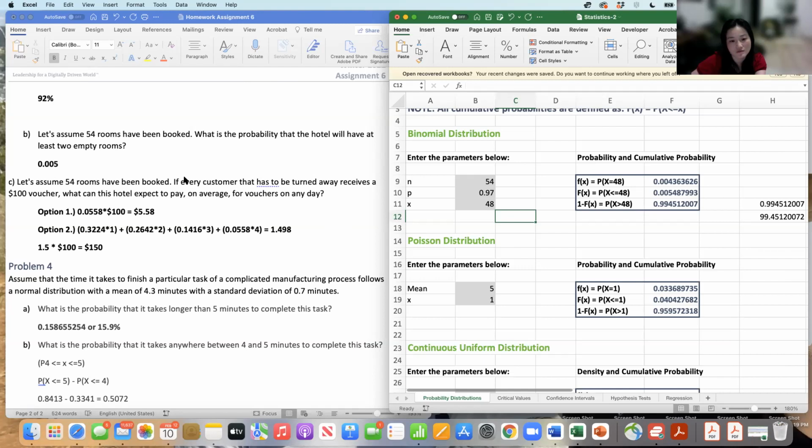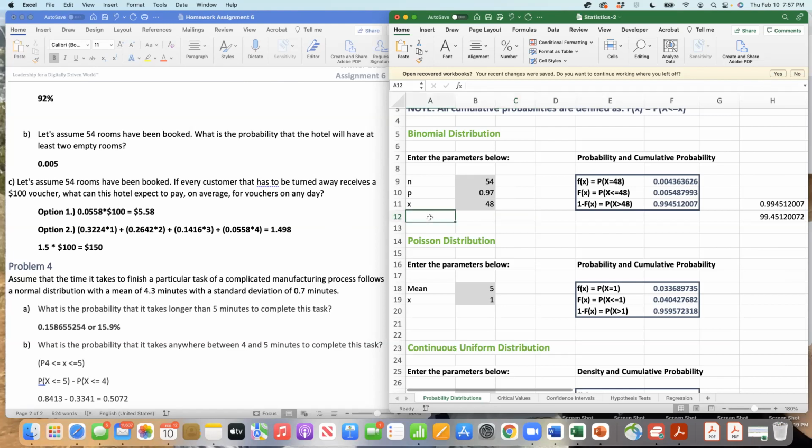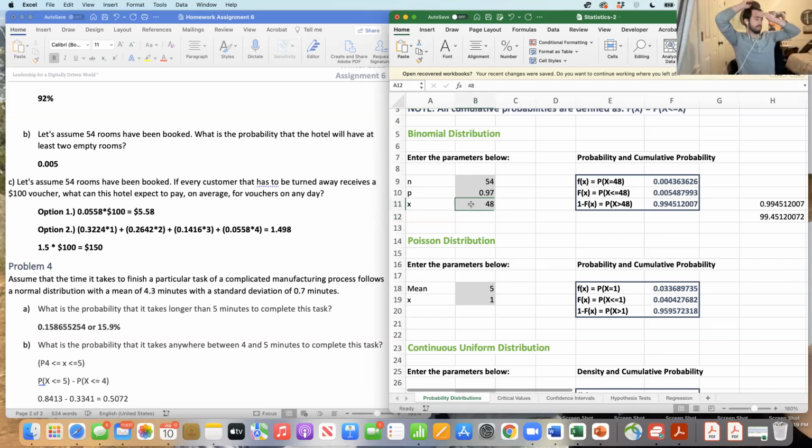It's like 0.5%. We can't calculate without this Excel. Yeah, it's still possible, but this makes things easier.